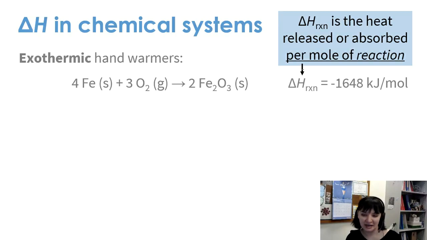So the negative sign there implies that loss, that release of heat, and that kilojoule per mole unit we use is not per mole of iron per se, it's per mole of the entire reaction occurring. We'll look at some examples in a minute and look further into that.